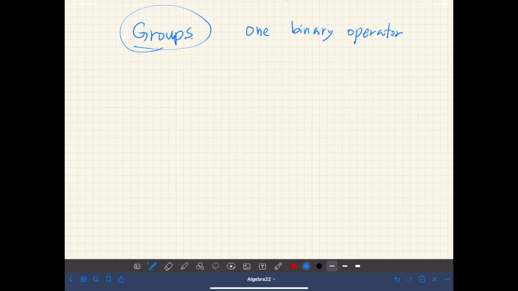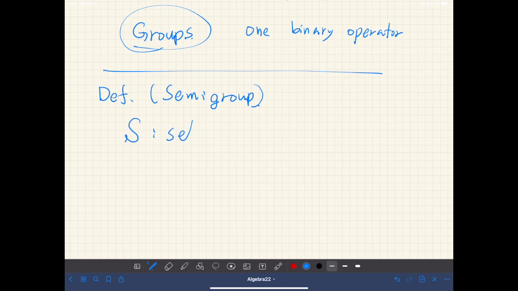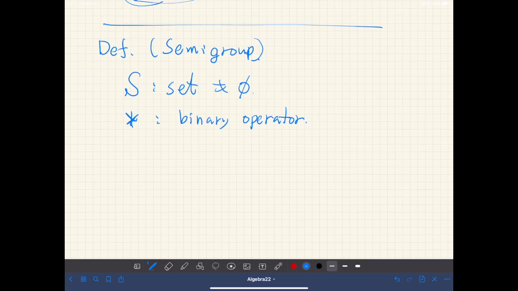Now, let's define groups step by step, but first we define something called semigroups. Here's the definition. Semigroup. Let S be a set which is non-empty, and there is one binary operator, which we denote by this star or asterisk, which satisfies the following axioms.